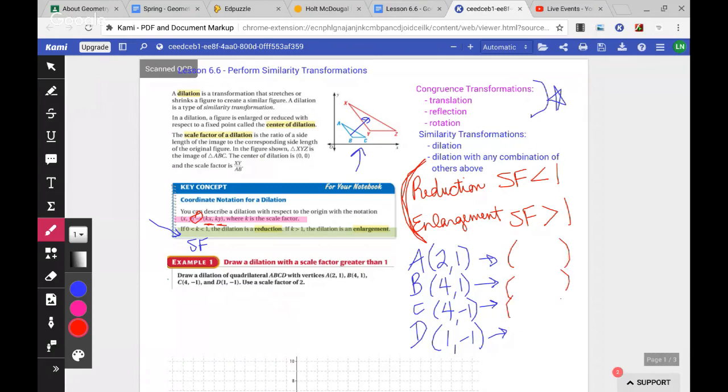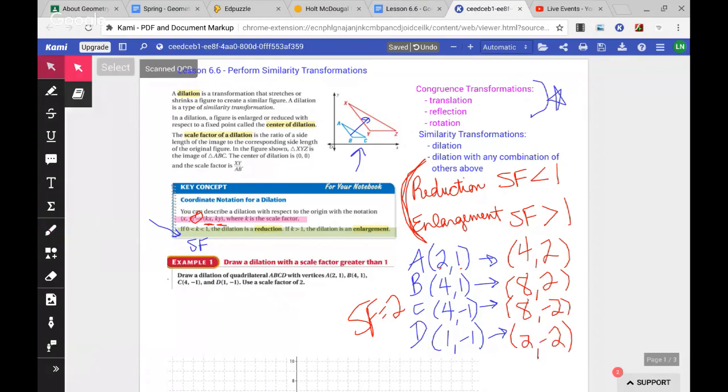Each of these changes. So I listed out my original ones just to save a little time. And now our scale factor is 2, so we're going to multiply each item by 2. So point A becomes 4, 2. B becomes 8, 2. 4 times 2, 8. This time negative 2. And 1 times 2, and negative 1 times 2. So there's our new coordinates that we're ready to graph.